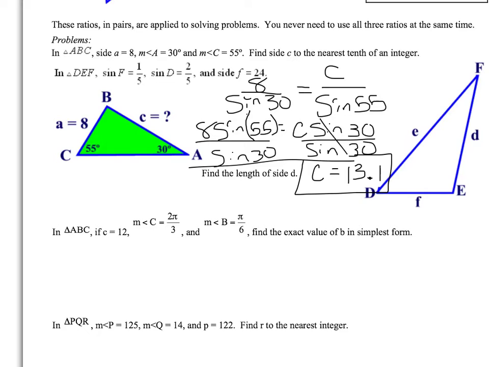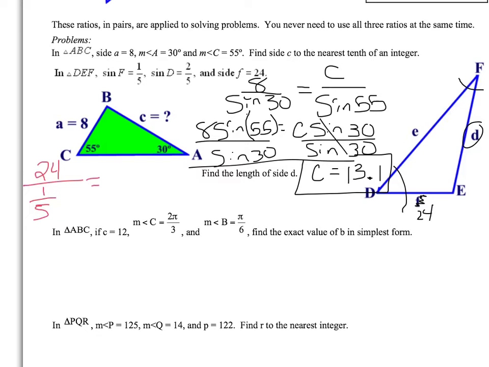Now I'm also going to do this triangle DEF here. And I know you have the information already. It says sine of F is 1/5. Sine of D is 2/5. Side F is 24. We want to find side D, it does ask for. This problem does talk about two sides and two angles, so we'll set it up. I'm going to do it over here in red, 24 over sine of the angle across from it. Well, that's sine of F. It tells you sine of F is 1/5, so you just put a 1/5 down there.